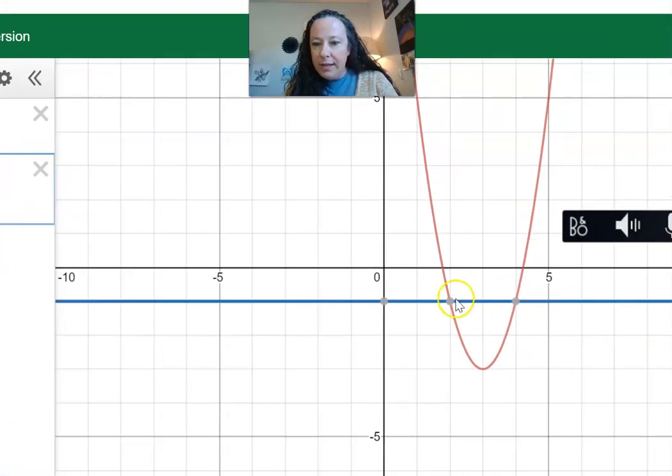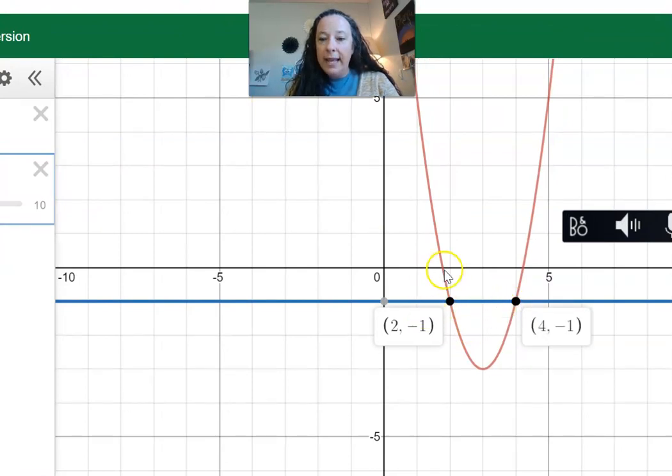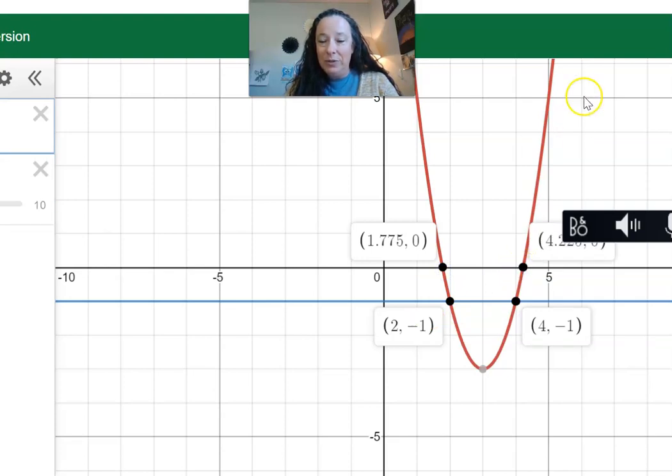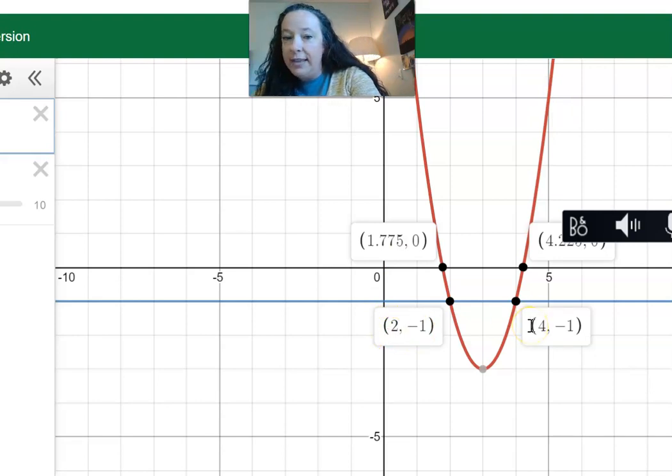Okay, so I drew that in just so I could get these points so you could see that that's a set of corresponding points. Now I could use these x-intercepts, they're just ugly and I don't like them, so I didn't want to use them. So anyway, I'm going to use my corresponding points as 2, -1 and 4, -1, and I'm jotting that down. You need to jot that down.